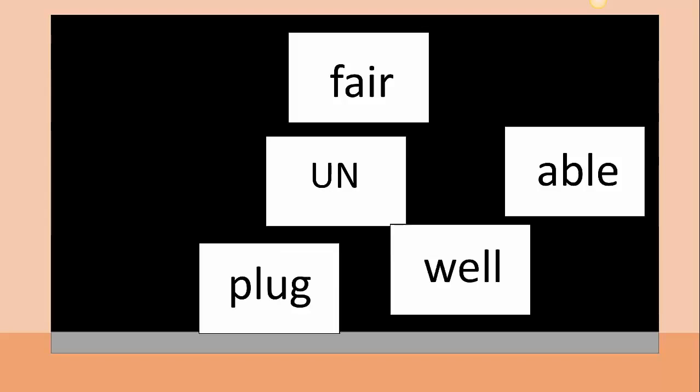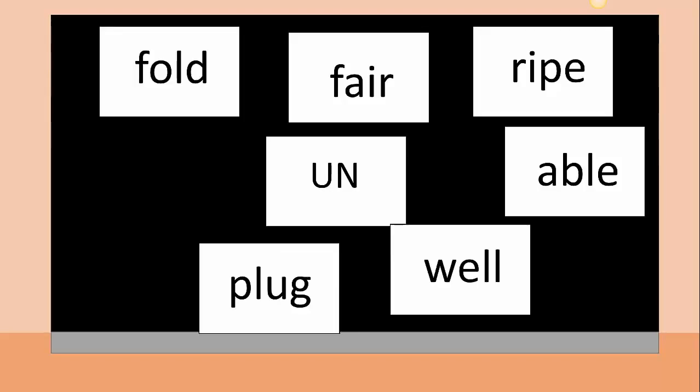Un is a good prefix to start with. First, give the students a reference sheet for just this prefix for their notebooks. Make 5 by 7 magnetic cards for the board: 1 un and many root words. For example, fair, able, plug, well, fold, ripe, lock.